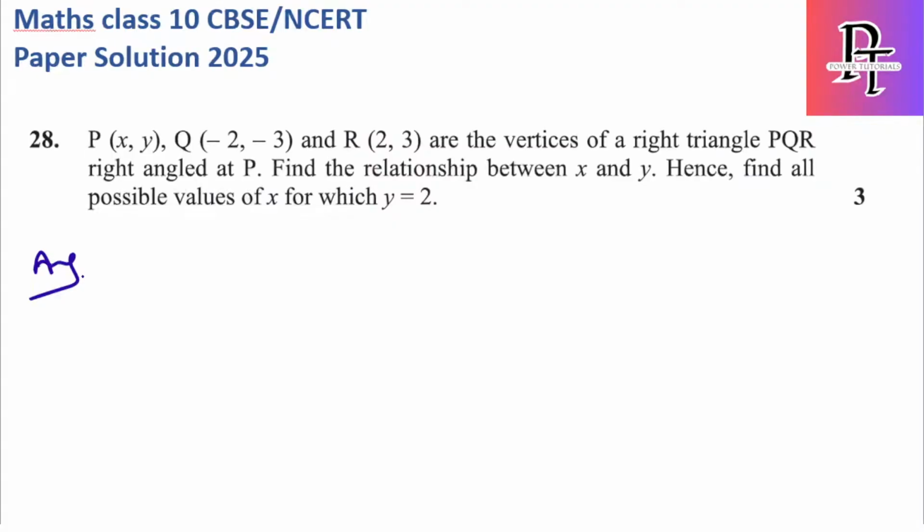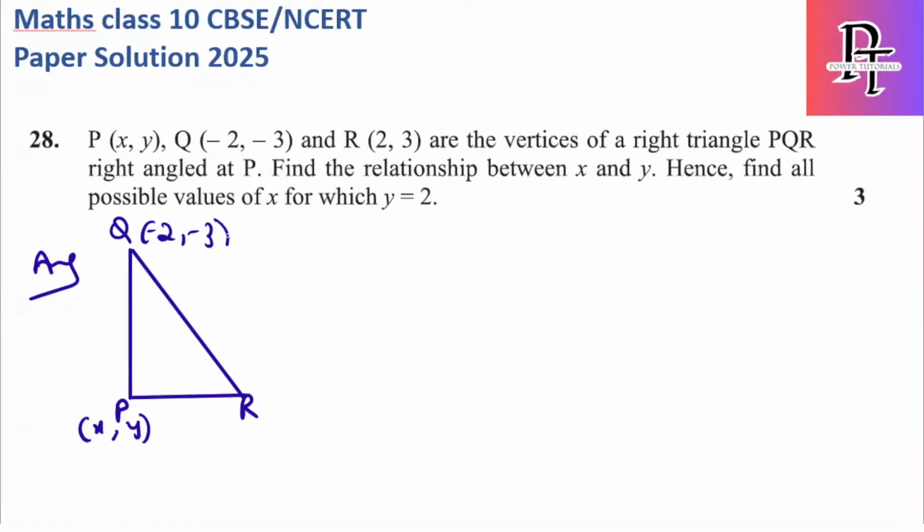P, Q, R are the vertices of a right-angled triangle, right-angled at P. So now I have a triangle which has 90 degrees at P. So this is P, I'll label this as Q and this as R. The P point they have mentioned is x comma y, the Q point is minus 2 comma minus 3, whereas the R point is 2 comma 3.